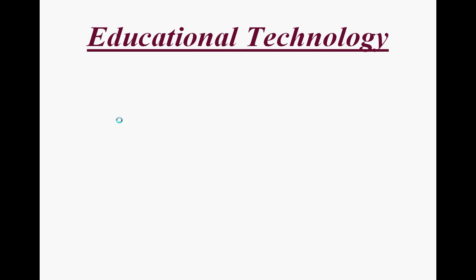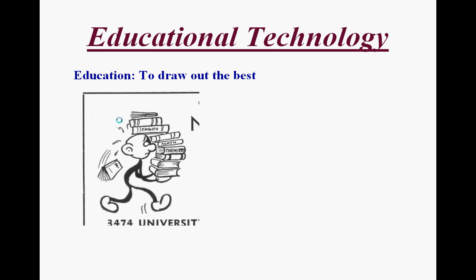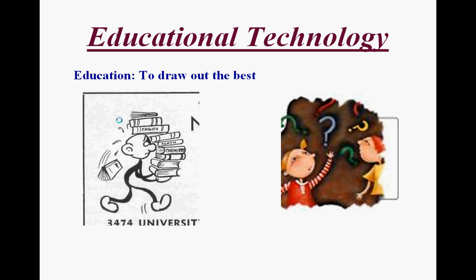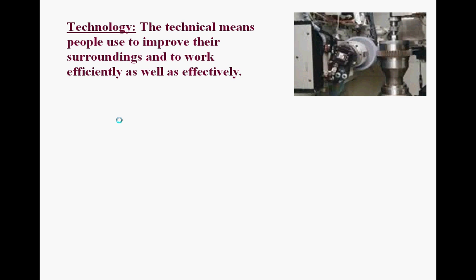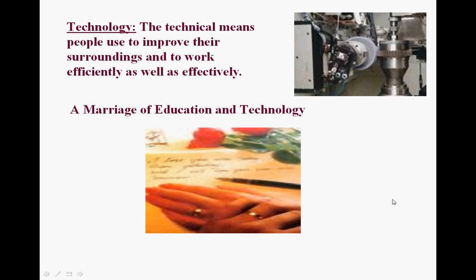Educational technology. What is education? It is nothing but to draw out the best in the learners. But what are our learners exposed to? Information overload and then nowhere to go. What is technology? It is the technical means people use to improve their surroundings and to work efficiently as well as effectively. Therefore, educational technology is a marriage of education and technology.